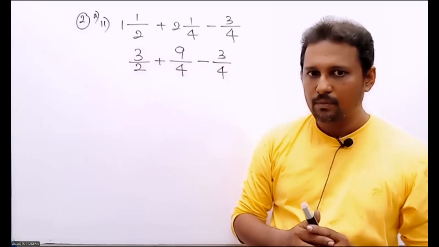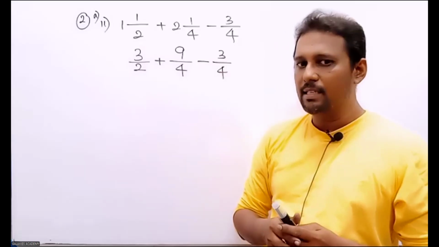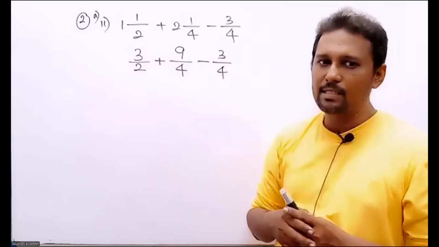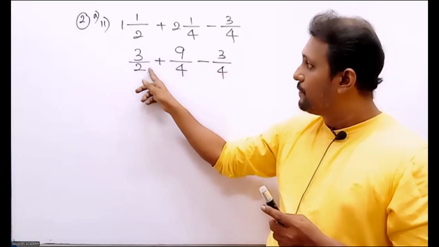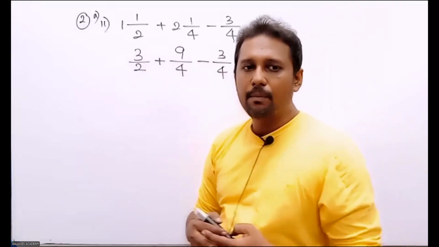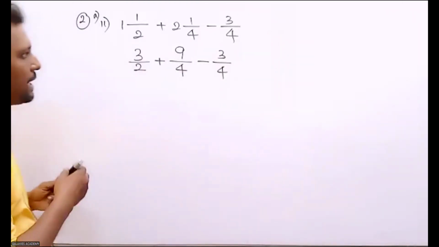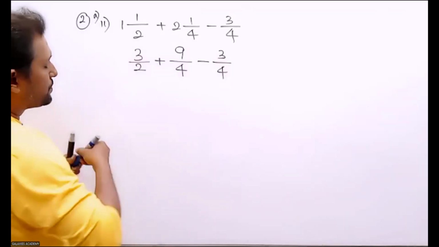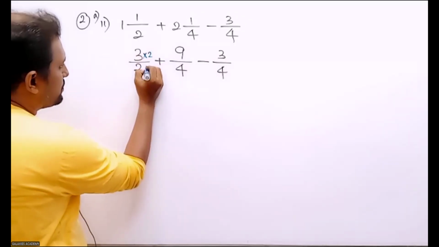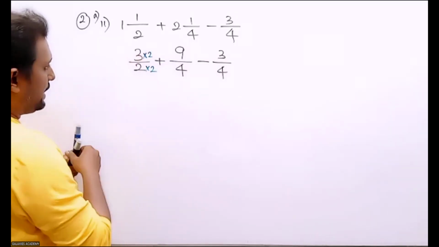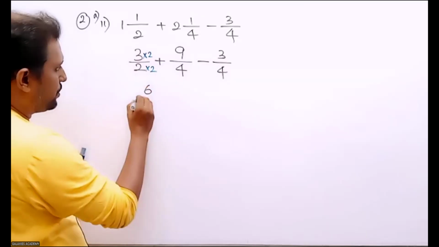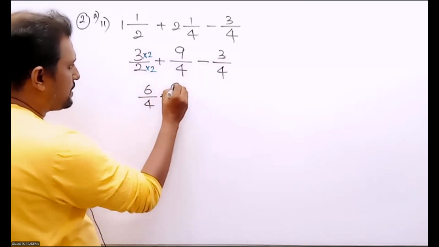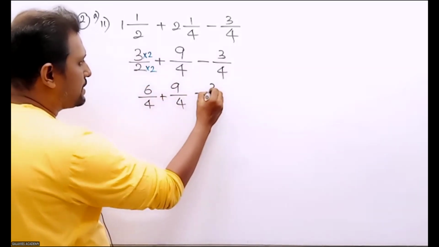4. If you want, you can find the LCM, but this question does not need the LCM of 2 and 4. Okay. First fraction, you can multiply by 2. Both of these numbers you can multiply by 2. 3 times 2, 6. 2 times 2, 4. Plus 9 over 4 minus 3 over 4.